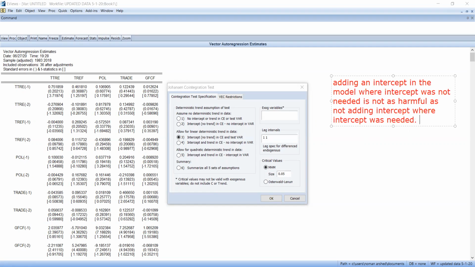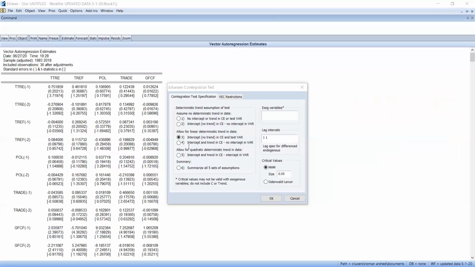Because the intercept will become insignificant anyway if it was not needed. But if it was needed and you exclude it, it will create problems in your estimates. Okay, so let's move. I will use intercept in both. Even if it is not needed in the short run, it will become insignificant. But before going here, what I usually do is I select 6 and go for summary. So let's do the summary.